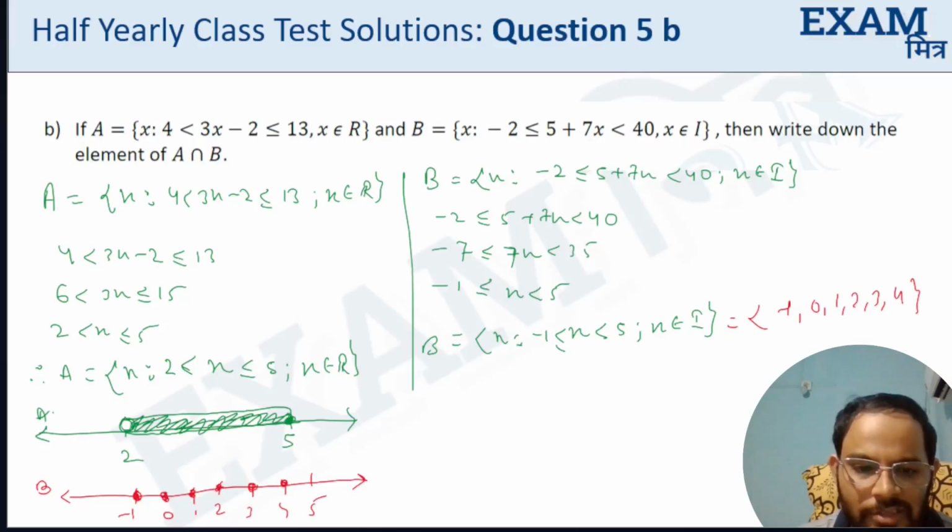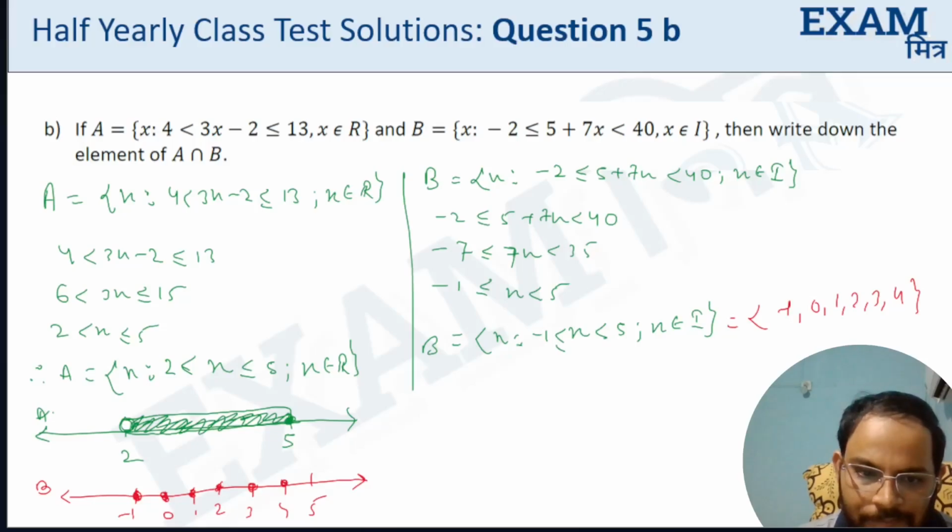Now, where do these two intersect? Will they intersect at minus 1? No, because there is no value in A before 2. So before 2 there is no intersection. Can they intersect at 2? No. There is an open circle here. That means we do not include 2 in the set A, but we are including 2 in the set B. So 2 is not a point of intersection.